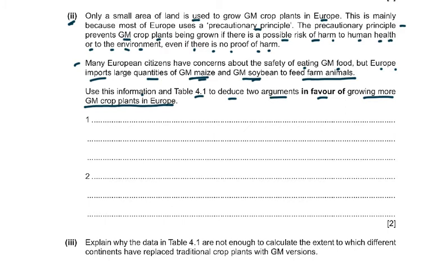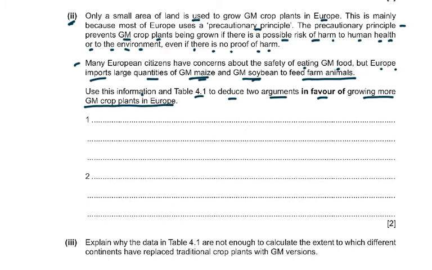Because you see, people in other continents eat GM food, and GM food is already in the European food chain. Why? Because it's being fed to animals, and then those animals are being slaughtered and eaten by humans. And economic benefits of reducing GM animal food imports. So all this is an economic benefit. So these are the arguments in favor of growing more GM crops.